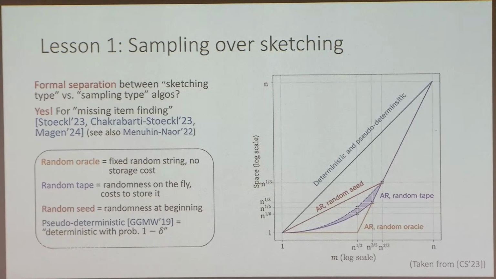And another weaker model of randomness is random seed, which is we have access to randomness in the beginning, and that's it. And the almost weakest model of randomness that I consider is what is called pseudo-deterministic streaming algorithms. By pseudo-deterministic, I mean that given a specific input sequence, the output sequence will always be the same, except with probability delta. So it's like probability 99%, it's going to be always the same output.